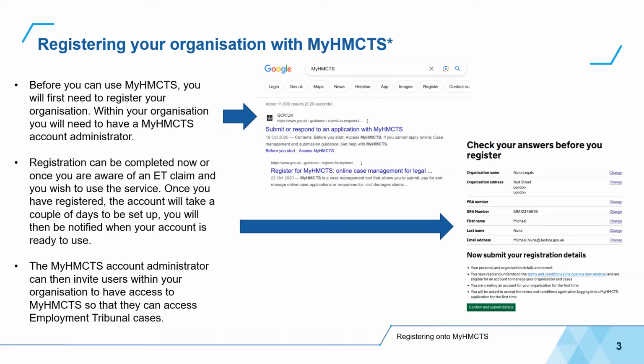Before you can use MyHMCTS, you will first need to register your organization. Within your organization, you will need to have a MyHMCTS account administrator. Registration can be completed now or once you're aware of an ET claim and you wish to use the service. Once you have registered, the account will take up to a couple of days to be set up. You will then be notified when your account is ready to use.